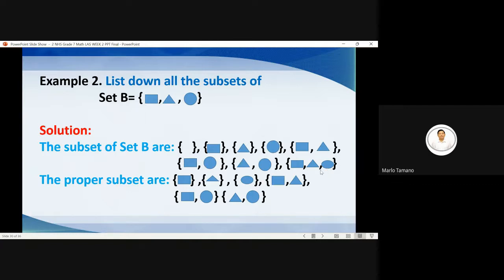Eight, po. How about the proper subset? The proper subsets are rectangle, one at a time, triangle, circle, then two at a time: rectangle, and this is another combination, rectangle and triangle. That's the combination, rectangle and circle. And the last combination, two at a time, triangle and circle.